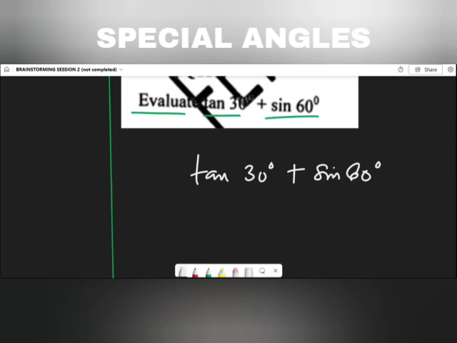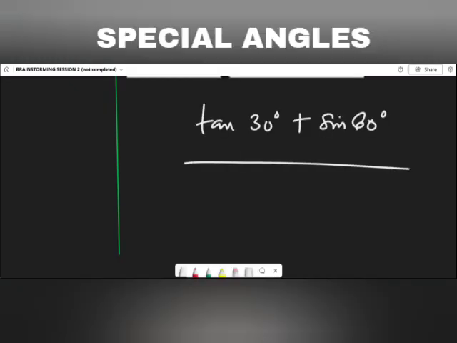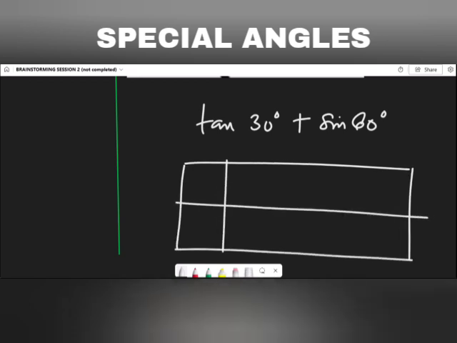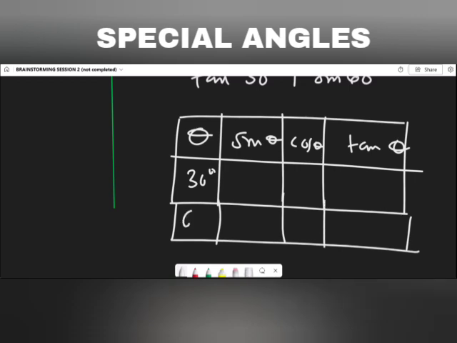The very first thing you need to do is know the value of your special angle. Now we are making use of 30 and 60 degrees. A quick one, let's have a tabular form that has our angles here. That means my sine theta, my cos theta, and my tan theta. And at the bottom, we're going to have our 30 degrees, then our 60 degrees.